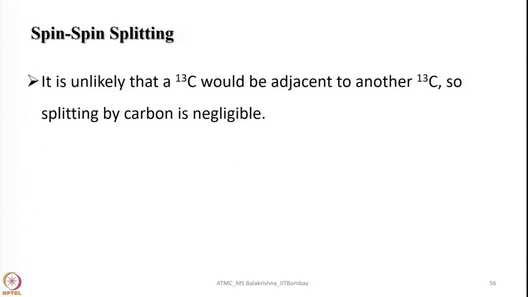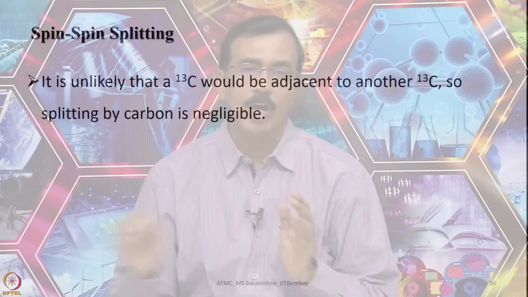Again, look into spin-spin splitting here. It is unlikely that a 13C would be adjacent to another 13C, so splitting by carbon is negligible. That means carbon-carbon splitting we normally do not come across unless it is an enriched sample.